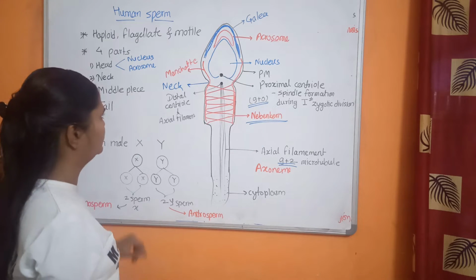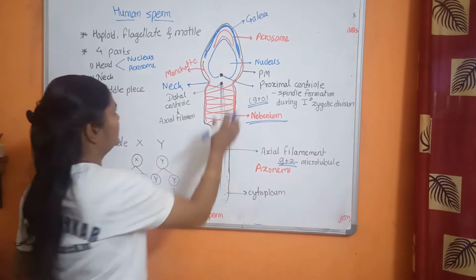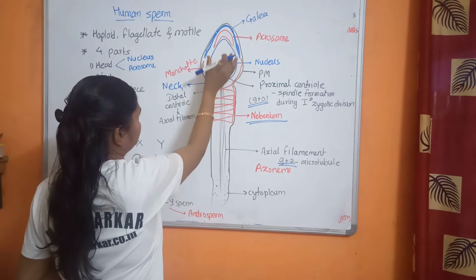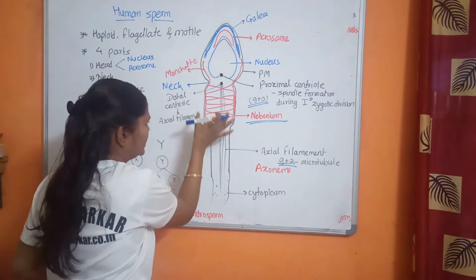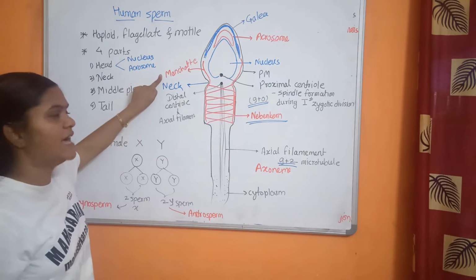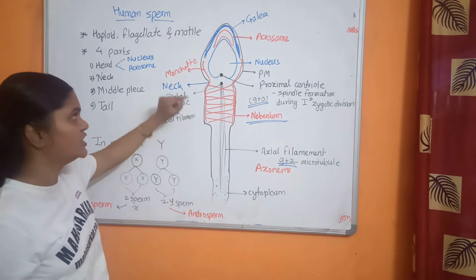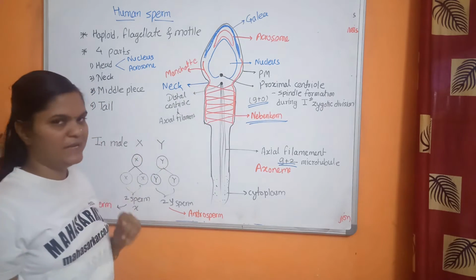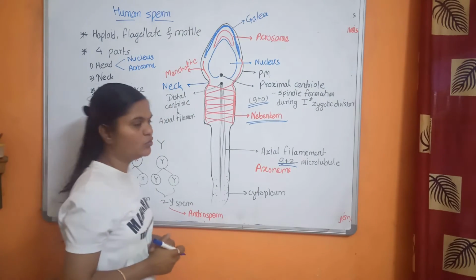It also has a special covering which starts from the lower region of the nucleus and continues till the middle piece, and that covering is called the manchette. So this is the special covering from the end part of the nucleus to the middle piece. And Nebenkern means spirally arranged mitochondria.